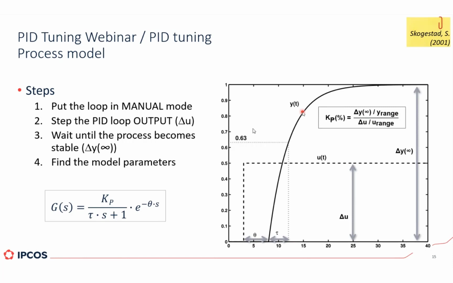So this is not difficult, right? Once you have this data, or you have the open loop data, you can try to fit the model so you have the process model for your PID loop. And in the end, we are finding these 3 parameters for the model.